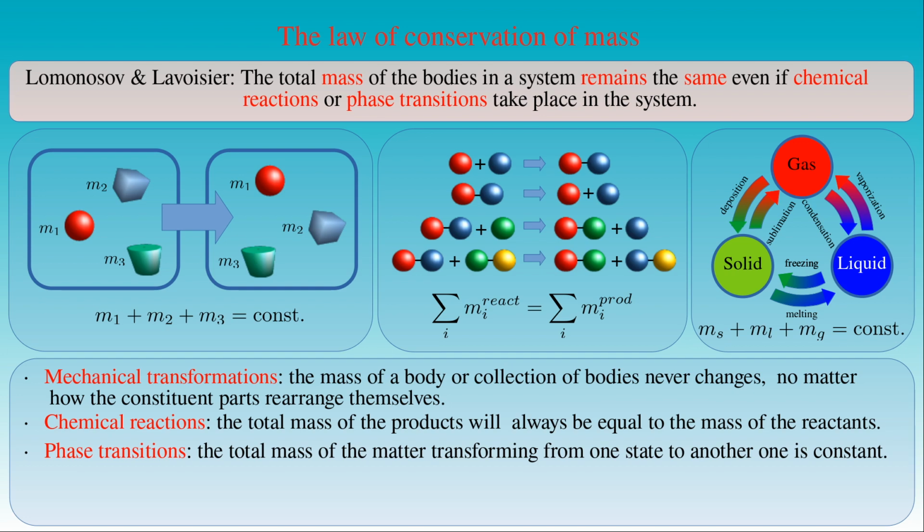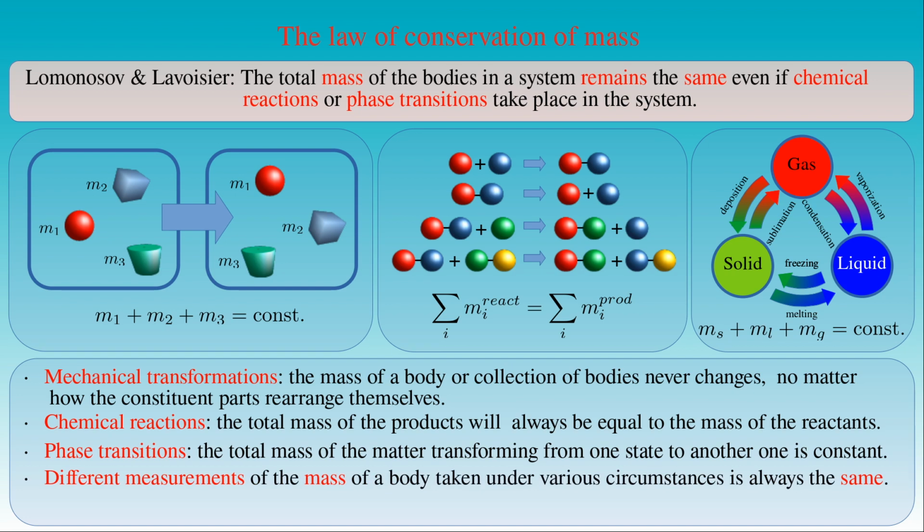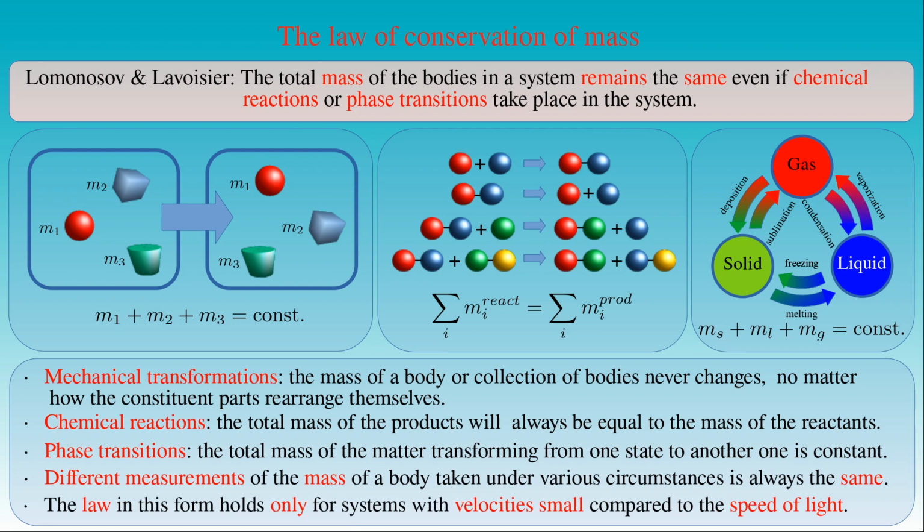Whichever phase transition happens in a system, and whichever phases exist together, the total sum of the masses of the gas phase, the fluid phase and the solid phase is constant. Therefore, we conclude that matter can change forms but its mass is always conserved. As a result, different measurements of the mass of a body taken under various circumstances are always the same, that is, the mass of a body or of a collection of bodies in a system is independent of the state of motion. However, this statement holds only for moving bodies with velocities that are small compared to the speed of light.